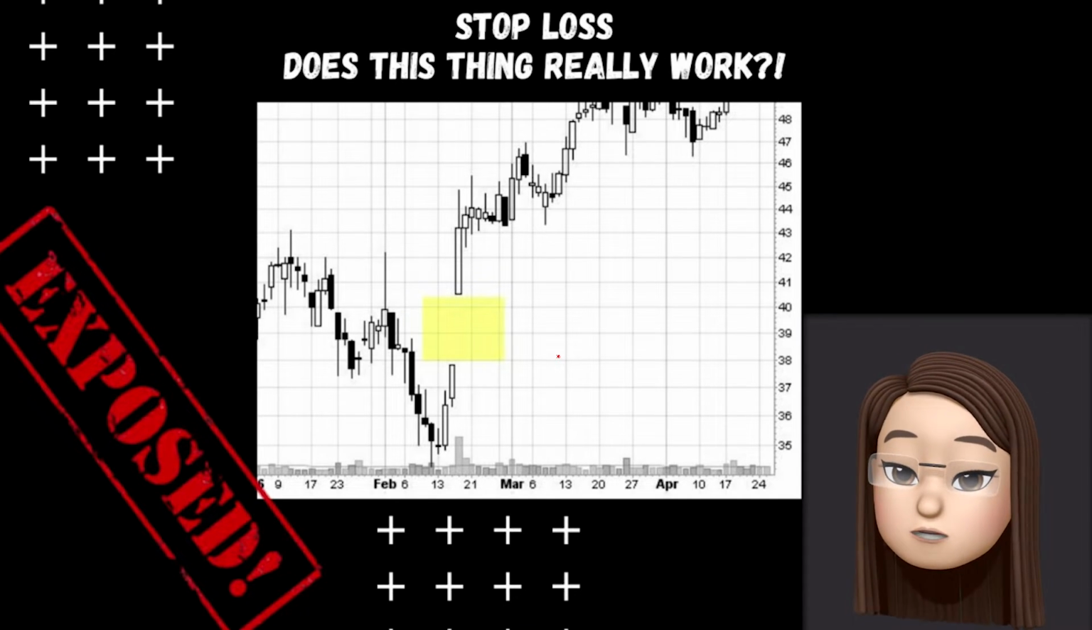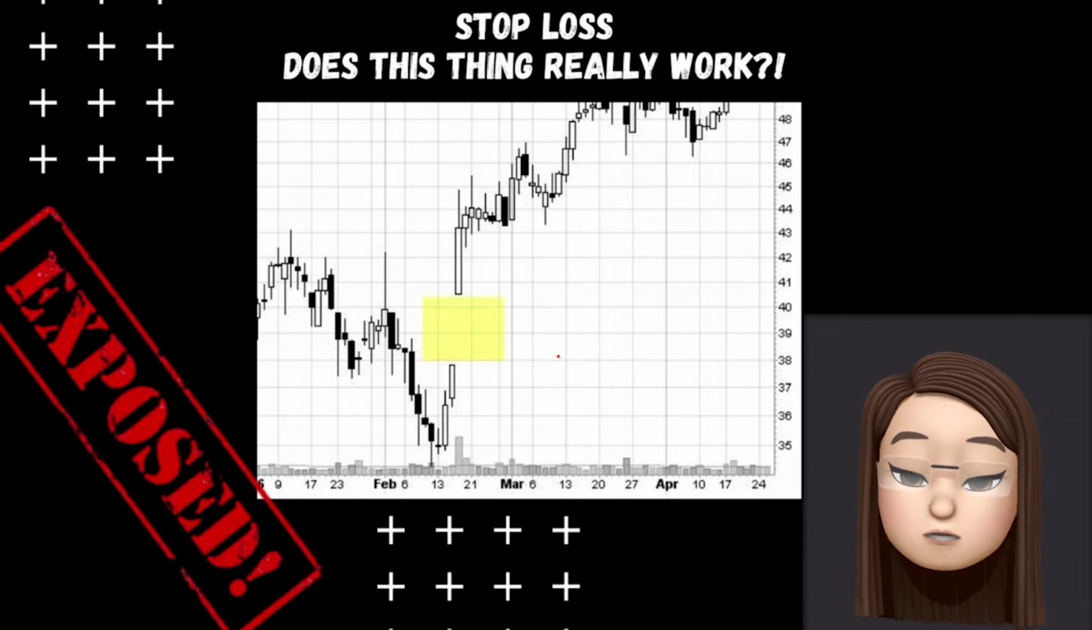And these days, actually, there are a few brokers that offer guaranteed stop loss and take profit or guaranteed pending orders.